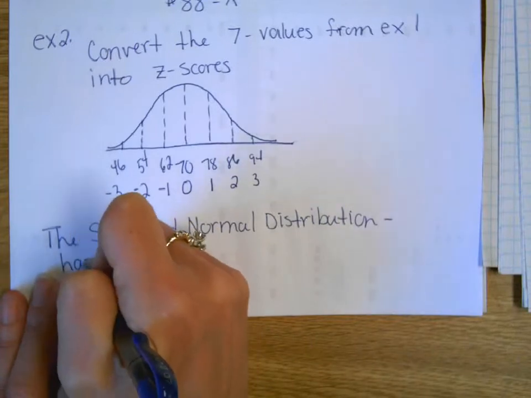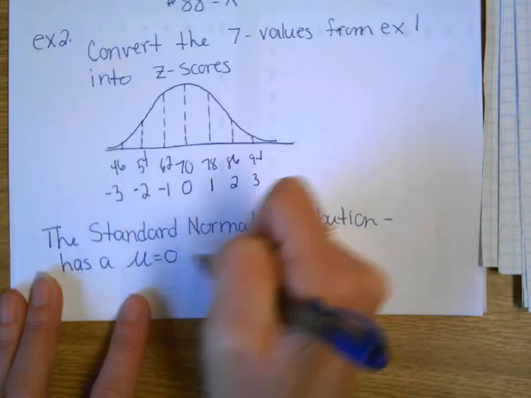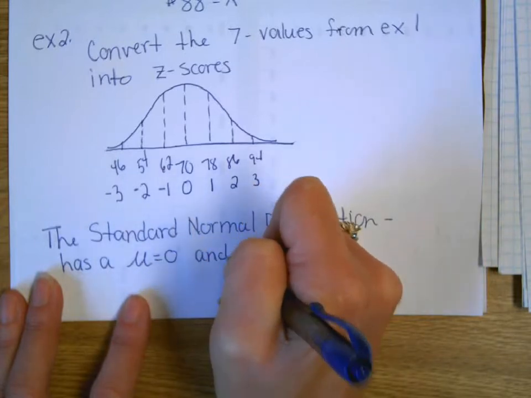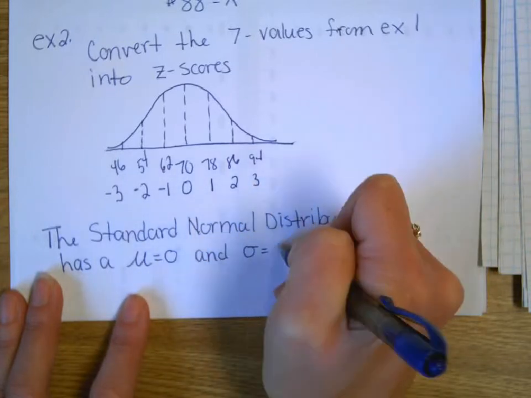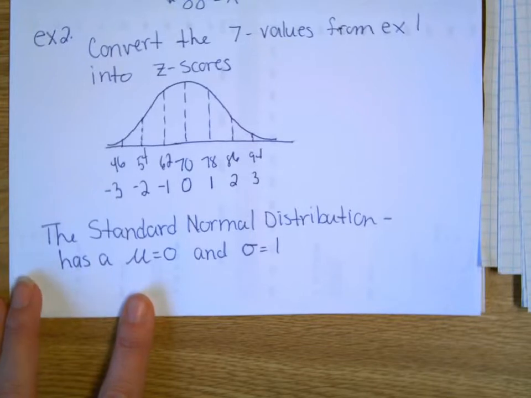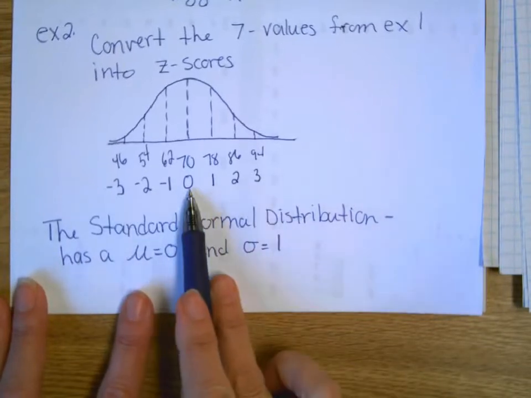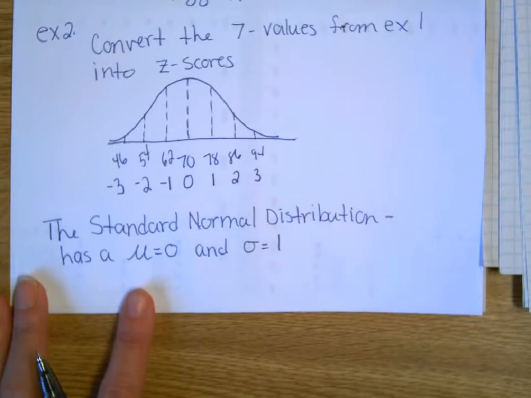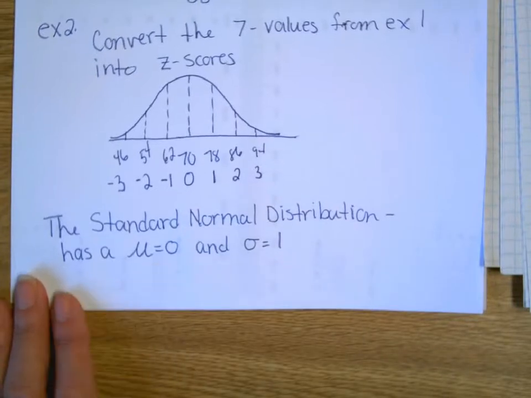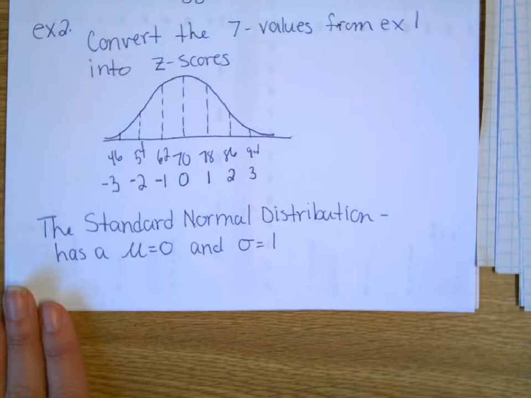has a mean equal to 0 and standard deviation equal to 1. And every normally distributed group of data can get converted into this, and it'll look exactly the same. The mean will be 0, standard deviation will be 1. That's called the standard normal distribution, as opposed to a normally distributed group of data.